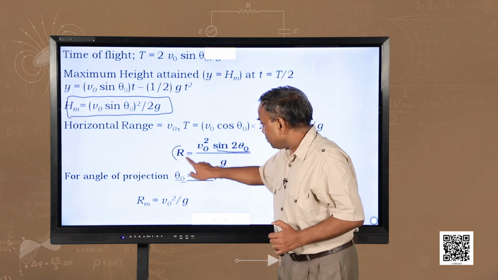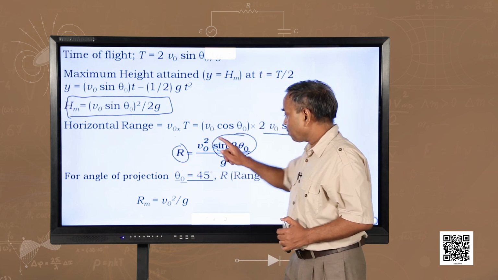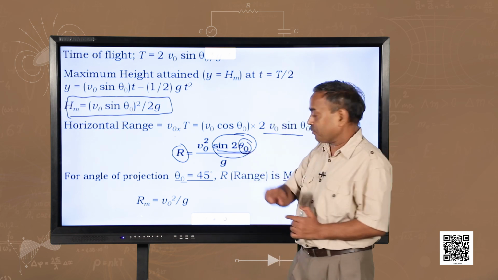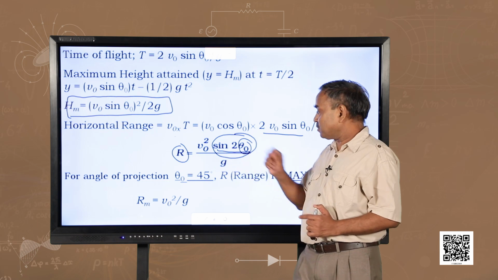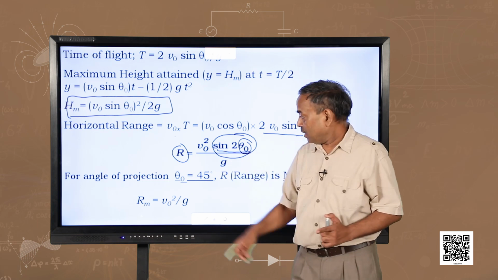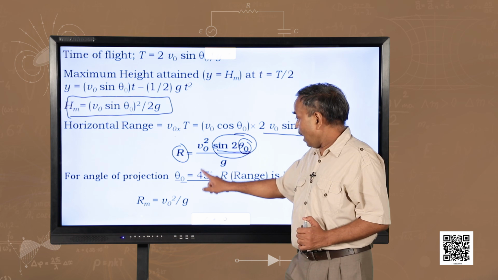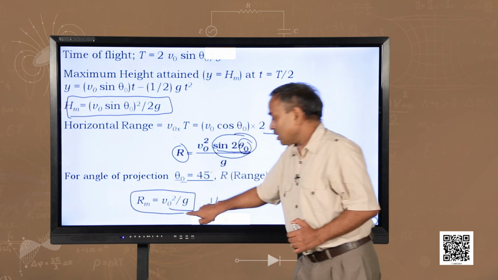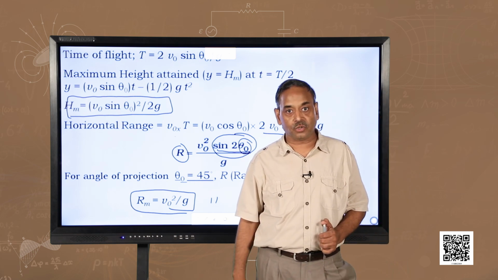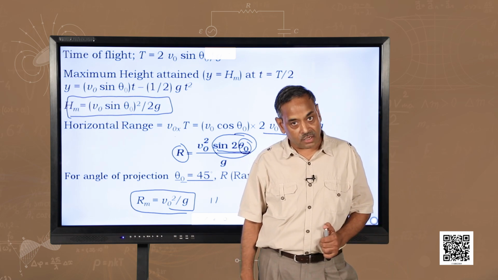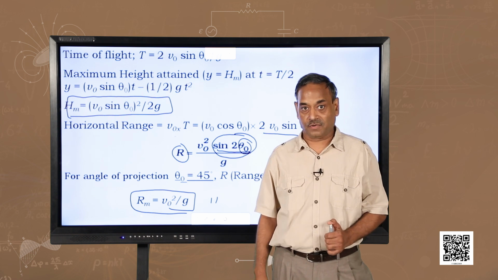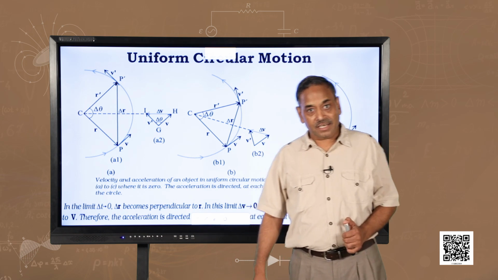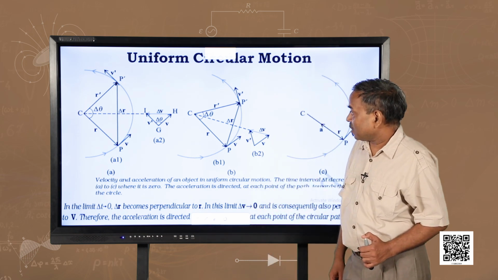For R being maximum, sin 2 theta has to be maximum. Sin 2 theta will be maximum only and only when theta 0 is equal to 45 degrees, so that this will become sin 90, and sin 90 is 1. So, at 45 degrees R is maximum, which is nothing but v square by g. So, now you can see why it is being advised to kick the ball or hit the ball in the game of cricket at an angle of 45 degrees. Clear?